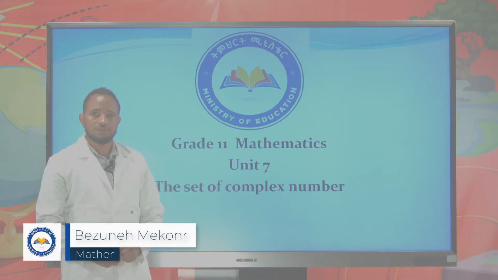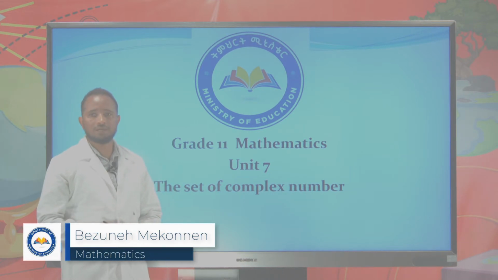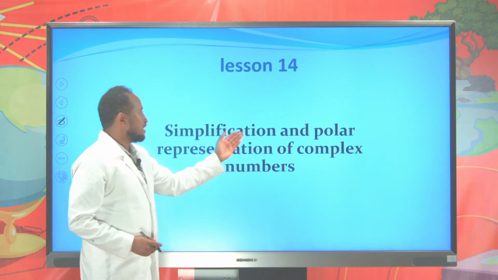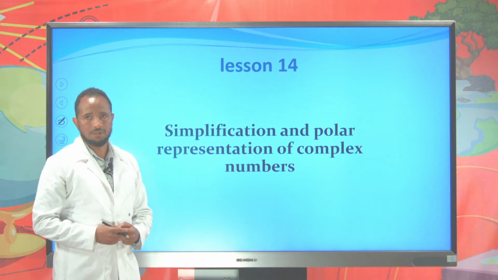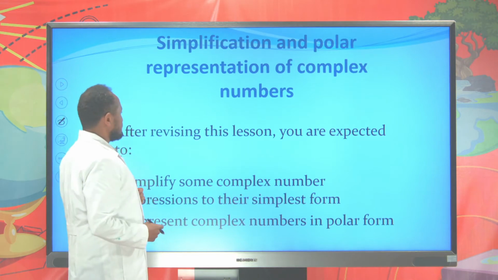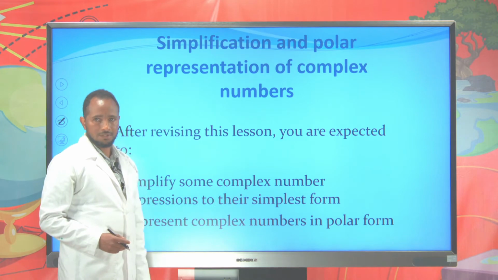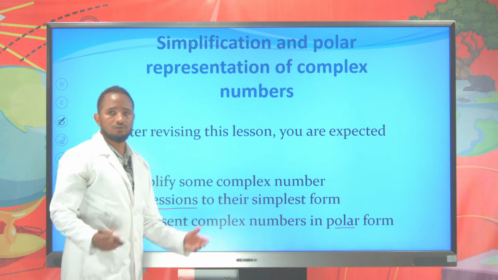Hello dear students, this is grade 11 mathematics lesson on unit 7, the set of complex numbers. In this lesson, we focus on simplification and polar representation of complex numbers. After completing this lesson, you are expected to simplify some complex numbers and some complex number expressions to their simplest form and represent the complex numbers in polar form. So now let's continue to the lesson.